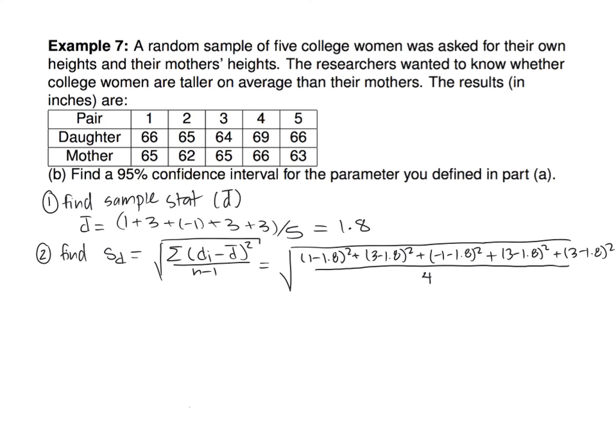Now you should verify that you can do this yourself, because being able to do the calculations is also important. But in my numerator, I get 12.8 divided by 4. And this comes out to be approximately 1.79. Okay, next we need to find our T star. Because our sample size is so small, the degrees of freedom is 4. And so the T star is 2.78.